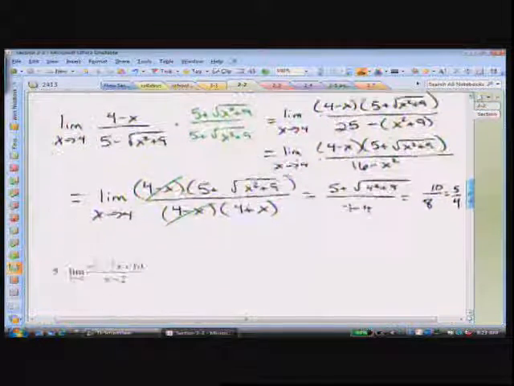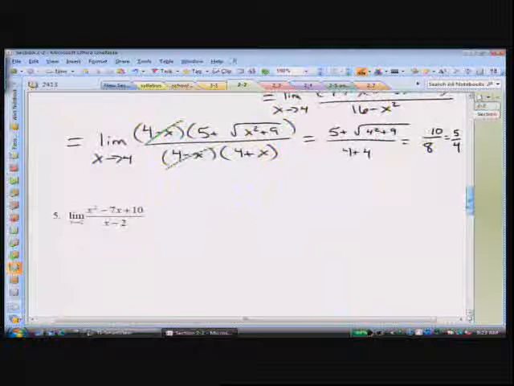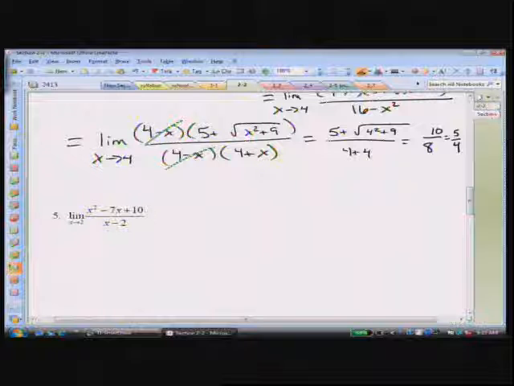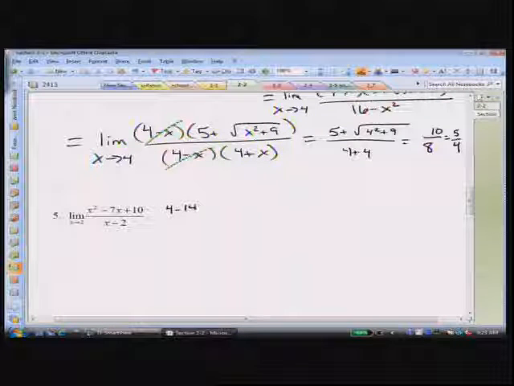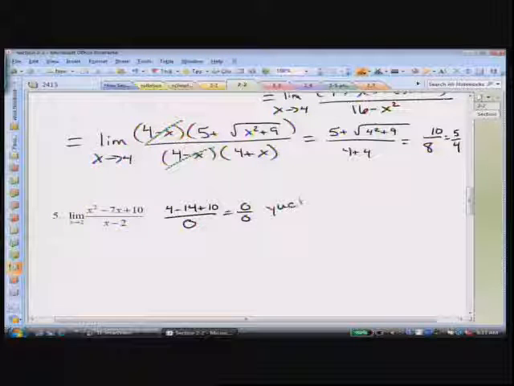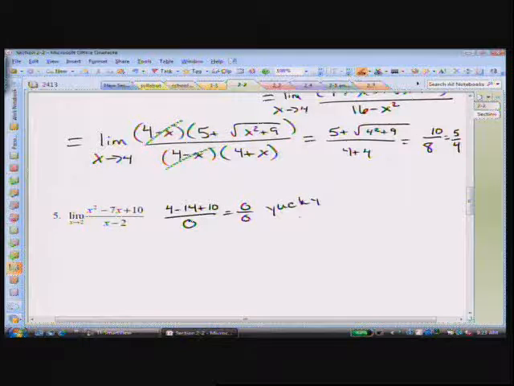All right? Let's look at number 5 then. Okay. When you do the direct plug-in, you should automatically see the 0 in the denominator for x going to 2, but I'll do it here. It's going to be 4 minus 14 plus 10 all over 0, which is 0 over 0, which is the yuck. So let's see if we can't clean this up. What do you think would be a good idea?